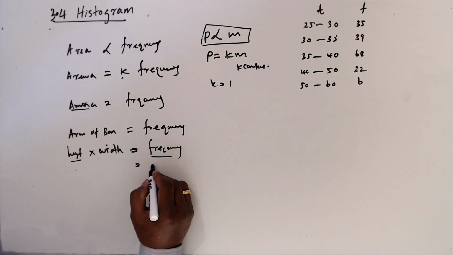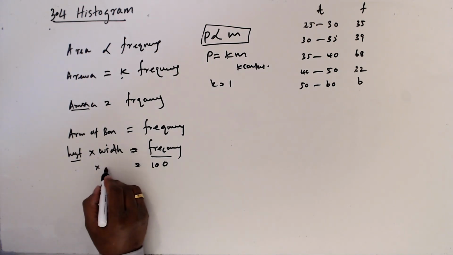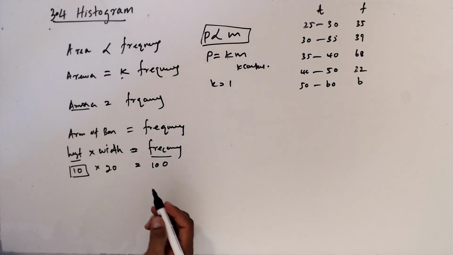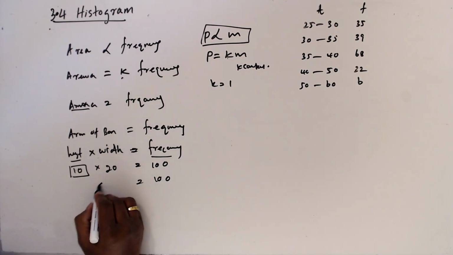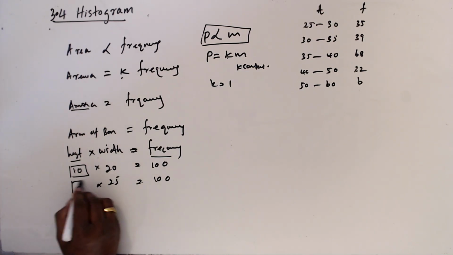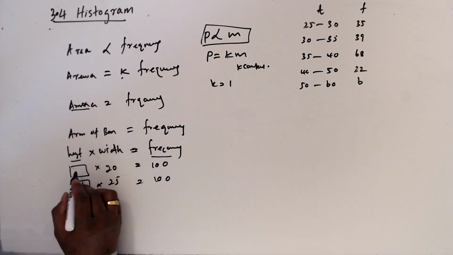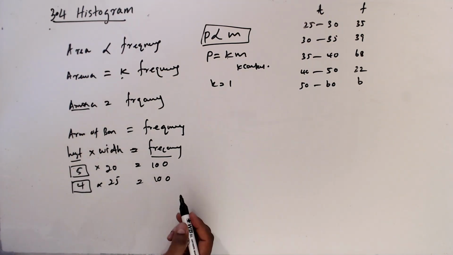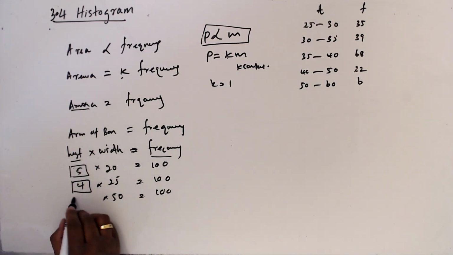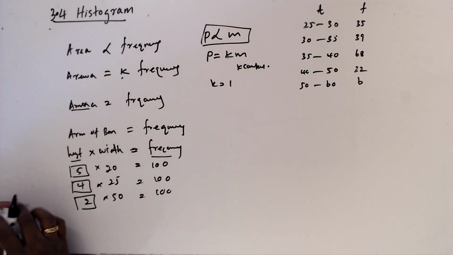For example, say the frequency is 100, and I write the width as 20, and this height is going to be 5. Keep the 100. If I change the width to 25, then this is going to be 4. And if I change the width to 50, then this is going to be 2. So the height is changing accordingly.